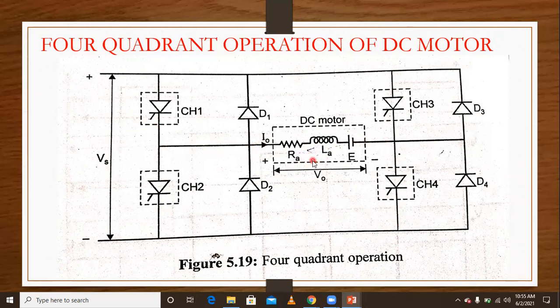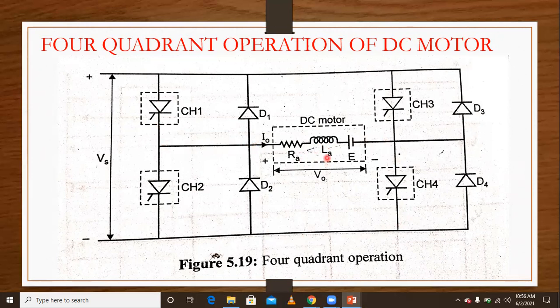Okay, is also positive. Here both output voltage V naught and load current I naught are positive, giving first quadrant operation. Understood? That's the motor mode.